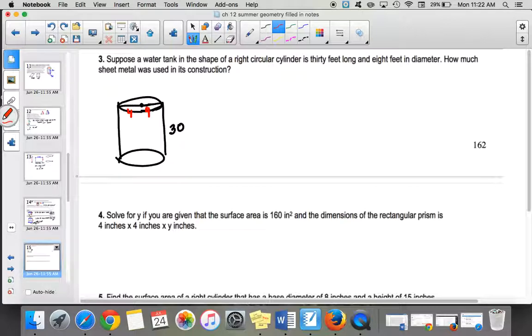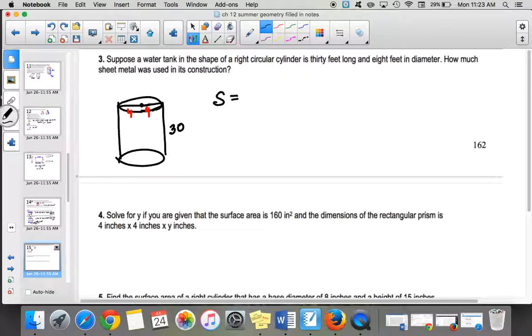So how much sheet metal was used in its construction? We're not asking how much is filling it, right? We're not asking how much water can fill this tank. That would be volume. We're asking, this tank was made out of some kind of metal, sheet metal, like flat metal rolled around. How much did we use in its construction? So that's surface area.